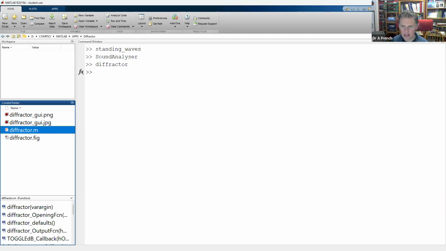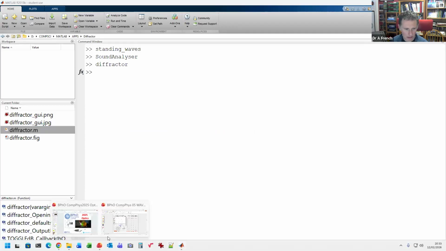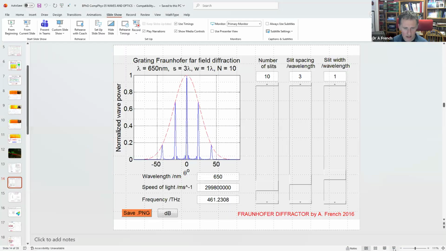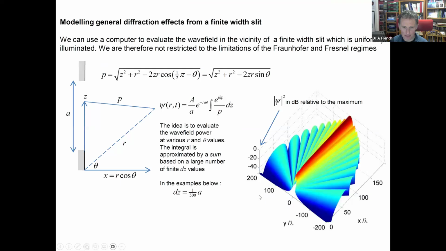All right, let's quit that for a moment and go back to our presentation. So there we go. Right, what else have we got? Of course, you can plot it in 3D as well. I'll gloss over this, it's something to look at in slow time, but you're using a complex number representation to describe the wave amplitude at distance r.